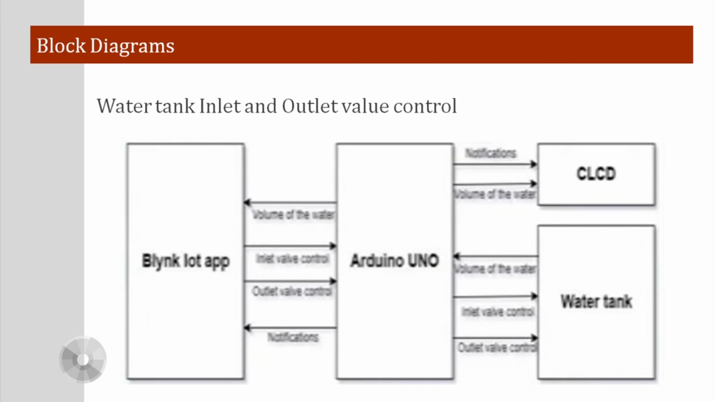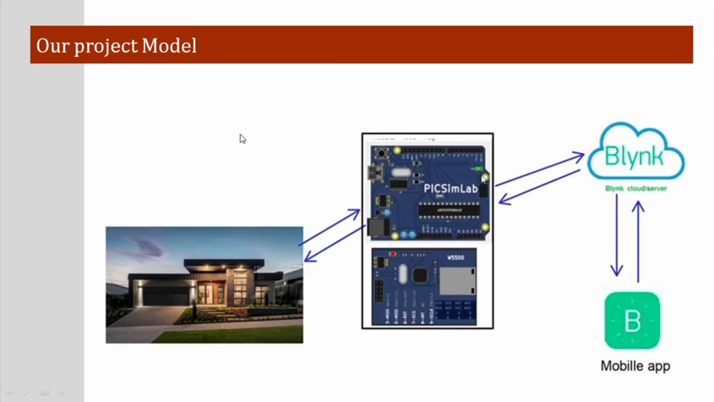So next is water tank inlet and outlet valve control. This is another objective of our project. It is similar to the temperature system, and the same happens here also. One thing is changed: instead of the temperature system, we use a water tank in this block diagram. The remaining process is the same, and we have done this in a similar way. So next we will see our project model.